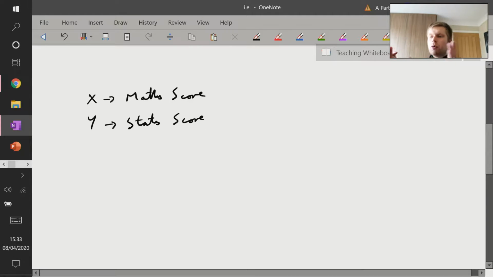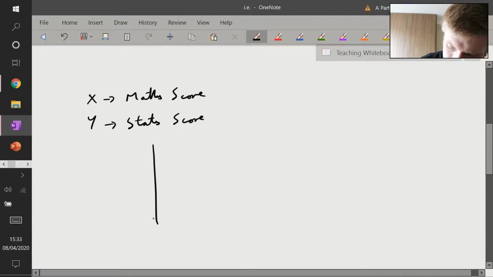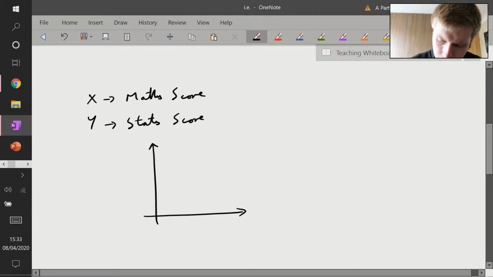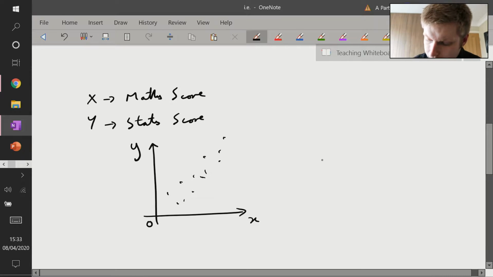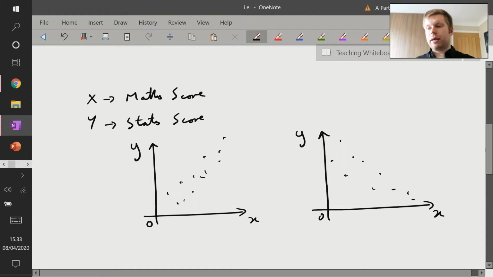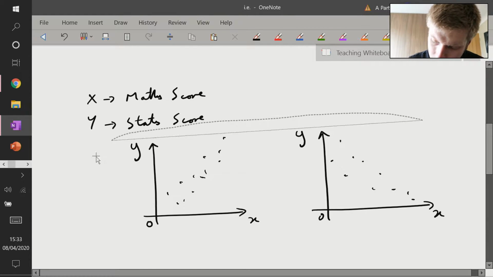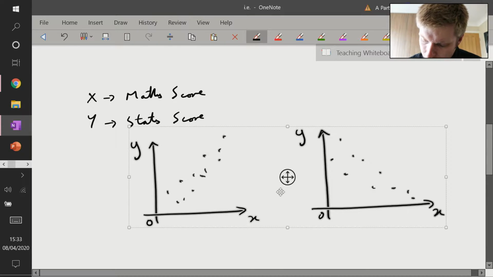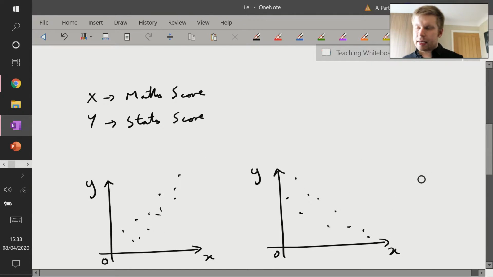Let's just suppose in this case that we can either have positive correlation or negative correlation. If we have positive correlation, then if I plot the scatter graph of the maths score against the stats score, it would look something like this. Or we could have negative correlation, in which case if I plot the stats score and the maths score on the same graph, the graph might look something like this. We need to understand what we mean by this.